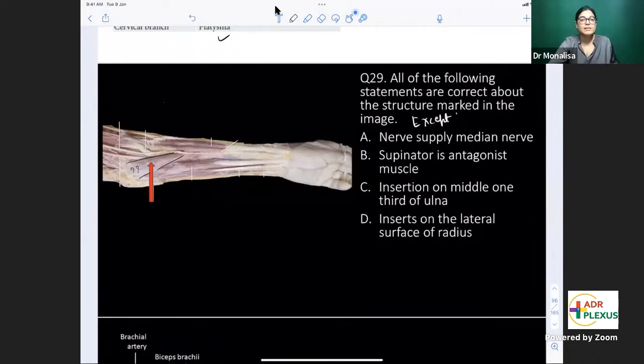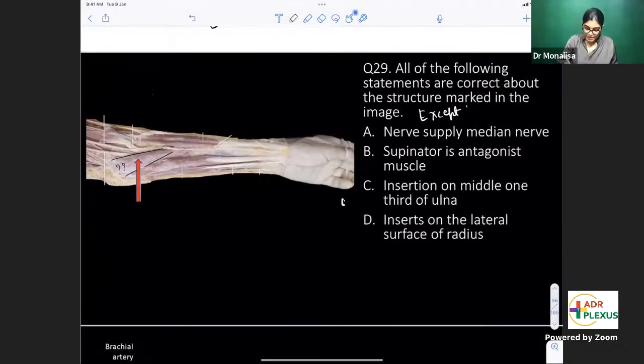Now let me tell the right answer. Let me just check the right answer. Option C: inserts into the middle third of the ulna is wrong. Absolutely correct. Yes, Akshay Rajput, it's the pronator teres muscle. So C is definitely the right answer. It is the wrong statement. It does not insert into the ulna, but into the radius bone. Yes, definitely, so that is the wrong option.